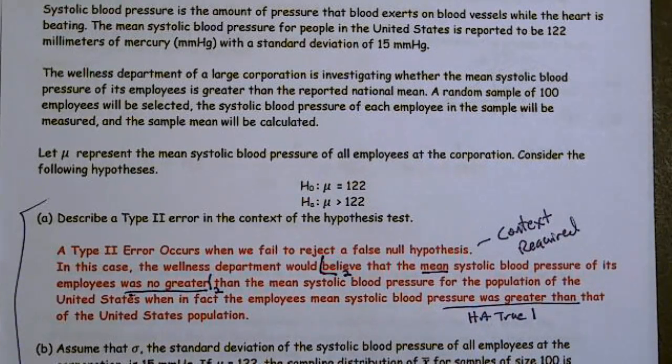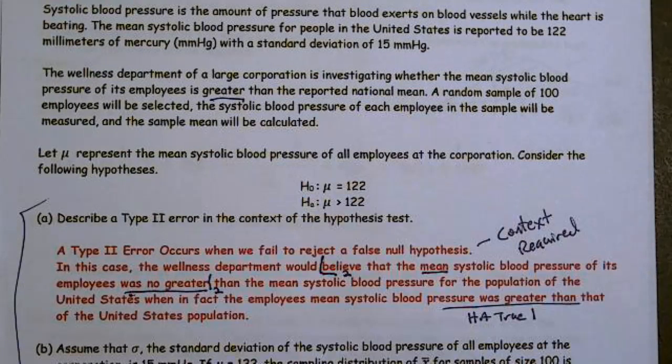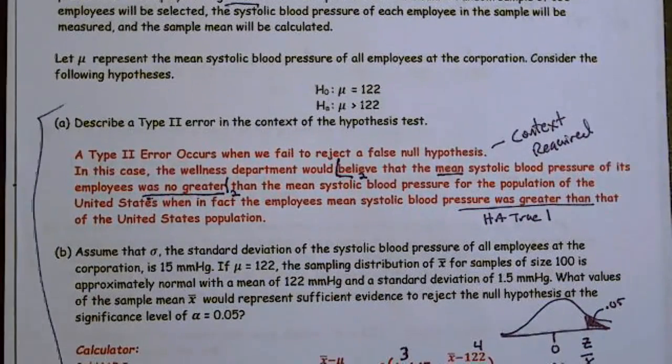A random sample of 100, and by the way, it's important they said greater. A random sample of 100 employees will be selected. The systolic blood pressure of each employee in the sample will be measured and the sample mean will be calculated. Let mu represent the mean systolic blood pressure of all employees of the corporation. Consider the following hypothesis. Describe a type 2 error in the context of this problem.